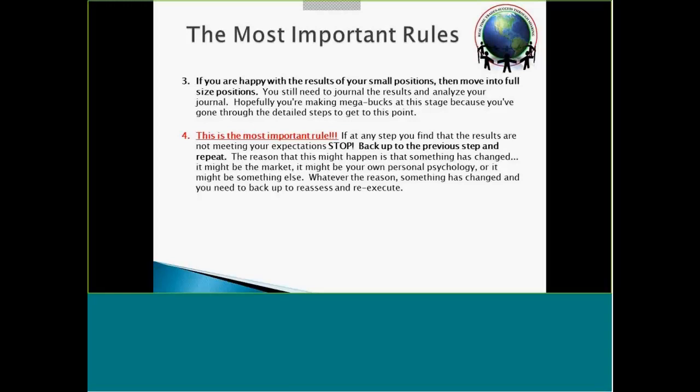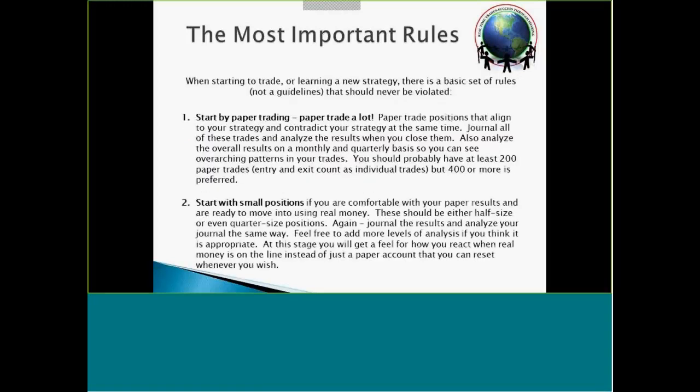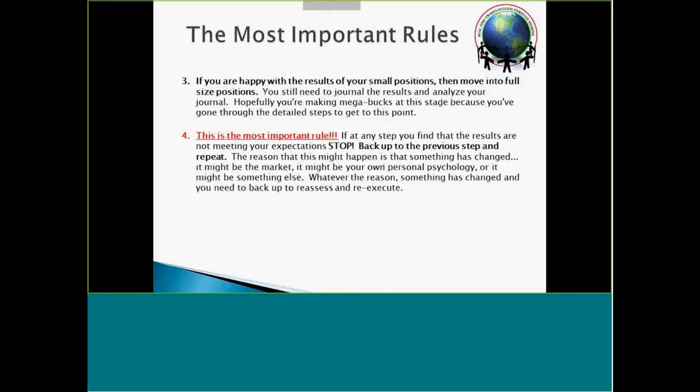And you can apply step 4 to any phase in here. If you're starting with small positions and it's not working the way you expect, go back to paper trading, figure out why. If you start with paper trading and it's not working the way you expect, well, guess what? You probably didn't study something, or the results of your study were probably flawed in some way. So go back to the studying phase. It's not admitting defeat to go back a step. If anything, it's probably the smartest thing you can do.